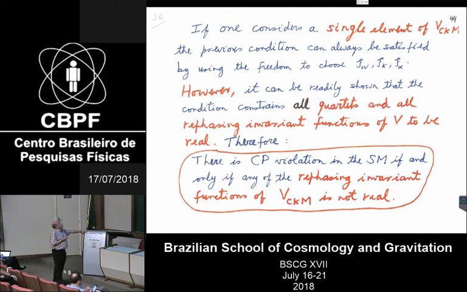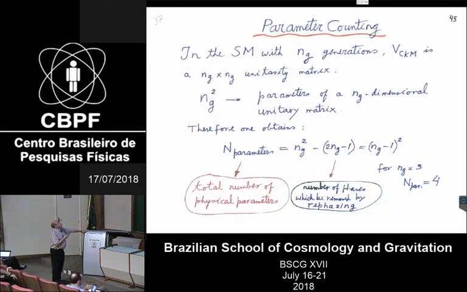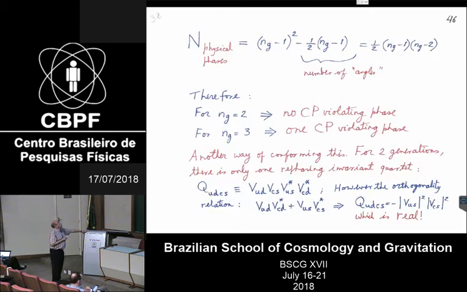But if you have a quartet that is rephasing invariant, then that quartet should be real. In other words, there is CP violation if and only if any rephasing invariant function of V_CKM is not real. So you cannot talk about phases of V_CKM, rather phases that are rephasing invariant, rephasing of the quark fields. I did the parametrization. I'm not going to repeat that. The quartets that I mentioned that are rephasing invariant are things like this.